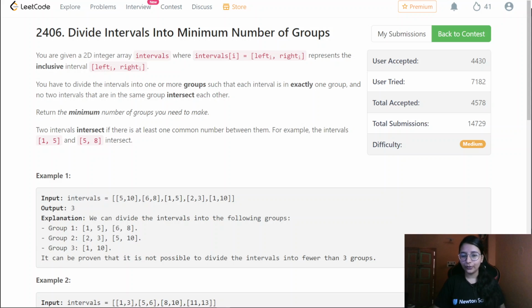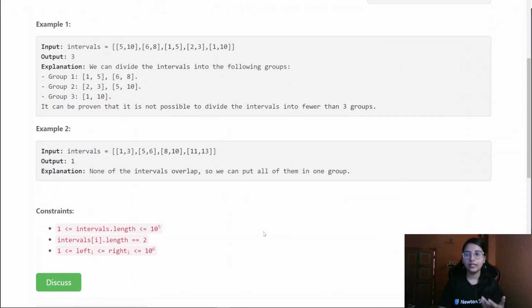So today we are going to do the LeetCode weekly challenge, third question, and its difficulty level is medium. So in this question, let me give you the overview. We are given intervals, and we are required to club them into subgroups, and each group should have only those intervals which do not intersect with each other. So this is the overview. Let us first look at the constraints and then we will go ahead with reading the question.